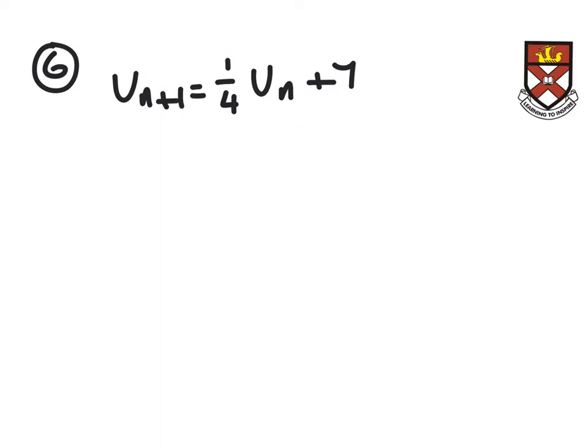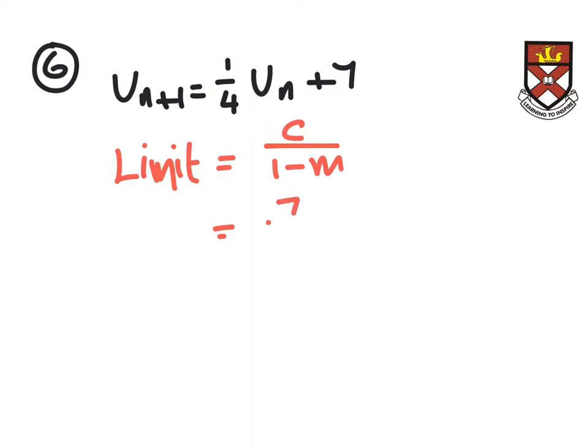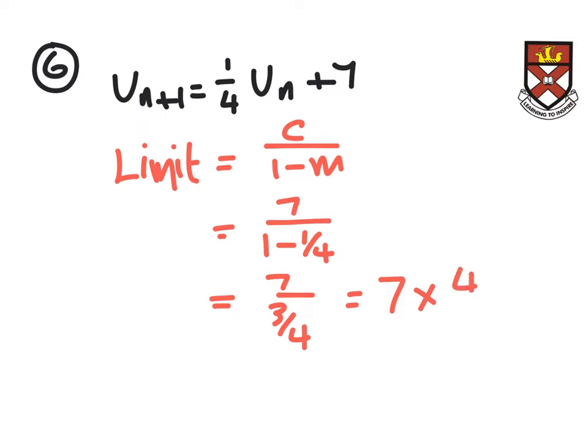Question 6. Find the limit. So we need the limit formula. The limit formula is c over 1 minus m, or in this case 7 over 1 minus a quarter. I'm going to do this without a calculator because you'd be expected to do it without a calculator. So that's 7 over 3/4. And we know the rule when we divide by a fraction, we turn it upside down and make it into a times. So that'll be 7 times 4 over 3. Nothing cancels, so your answer is 28 over 3.